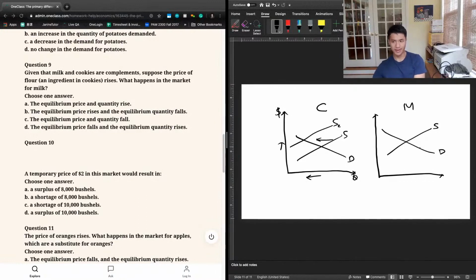And so that leads us to assume that demand will shift to the left, right? Lower quantity demanded for cookies, lower demand for milk as well. And so this leads to a decrease in price and a decrease in quantity as well. So in the market for milk, we see that equilibrium price and quantity both fall, and C is going to be the right answer here.